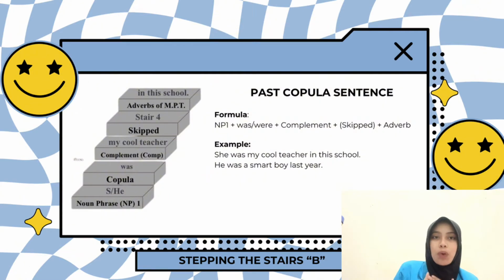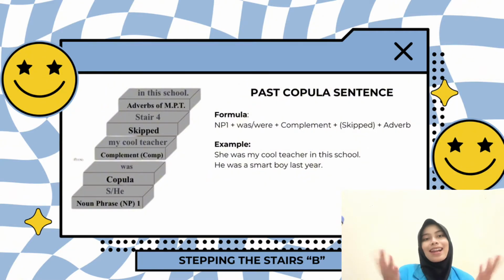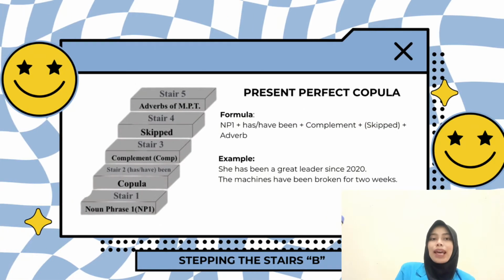And then I also want to give you another example. He was a smart boy last year. The bottles were expensive in the past. Here are the examples, guys. Next to stair number 3.